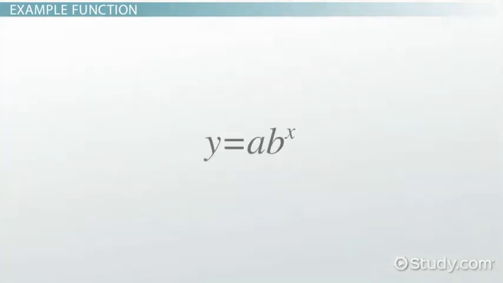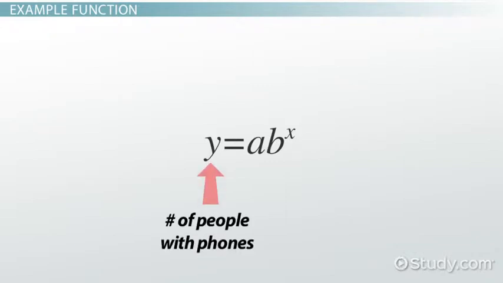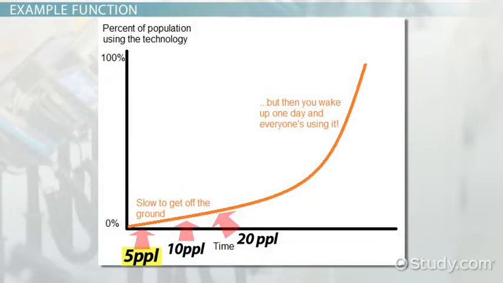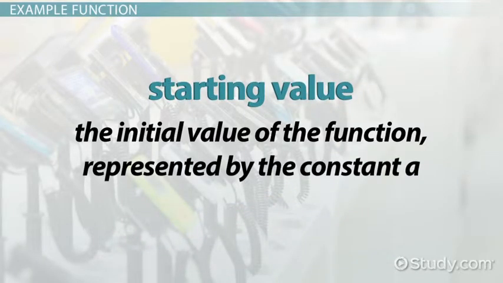Now let's get back to our equation for an exponential function. Y equals a times b to the power of x. Y is the number of people with phones, because that's our dependent variable. X is the number of years since 1980, because that's our independent variable. We started with just 5 people with cell phones, so 5 is our starting value, the initial value of the function represented by the constant a.